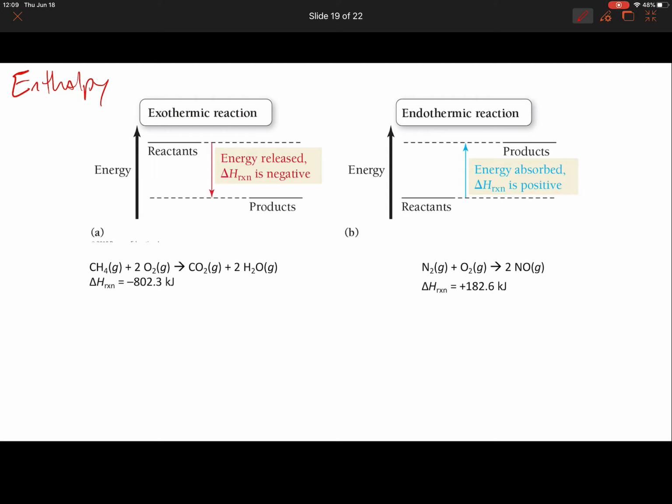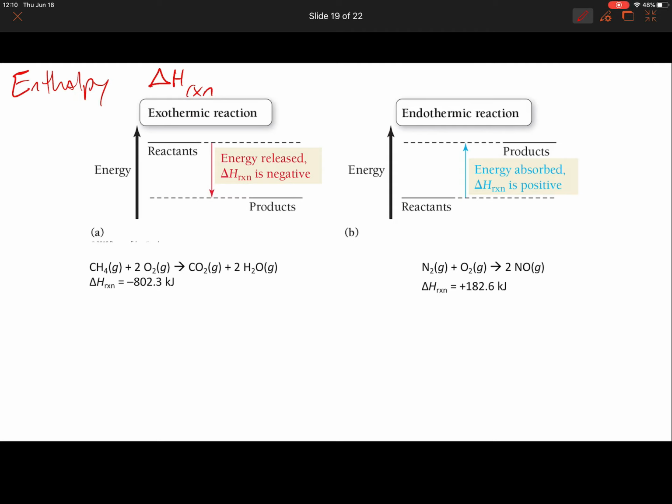Now, we define the enthalpy of a reaction as the amount of thermal energy or heat that flows when a reaction occurs at a constant pressure. That's important because when there are changes in pressure, there are other factors at play. And so we don't talk about enthalpy unless there's a constant pressure.